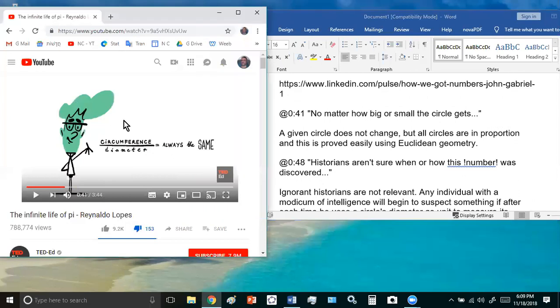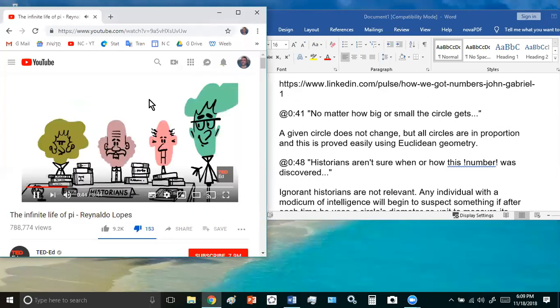Let's continue. No matter how big or small the circle gets. Okay, well, first of all, the circle size doesn't change, okay? It doesn't get smaller and it doesn't get bigger. All known circle sizes have always existed, right? But all circles are in proportion, and this is proved easily using Euclidean geometry.